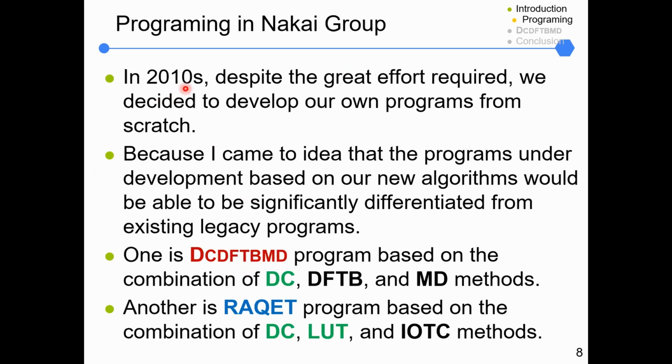So in the 2010s, despite the great effort required, we decided to develop our own programs from scratch because I came to the idea that the programs under development based on our new algorithm will be able to be significantly differentiated from existing legacy programs. One is the DcDFTBMD program based on the combination of DC, DFTB, and MD. And another is the Racket program based on the combination of DC, LUT, and IOTC methods.